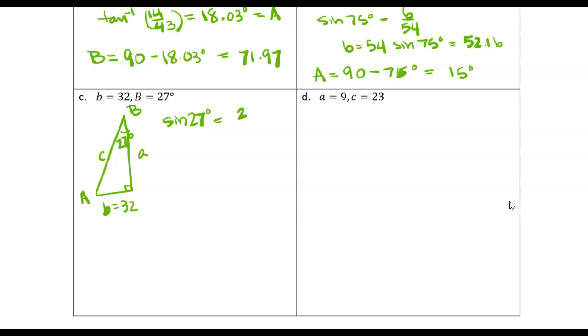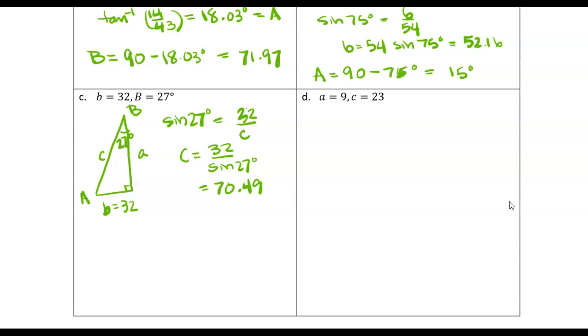So 32 over C. Okay, so that gives us C is equal to 32 over sine 27. And that gives us 70.49. Okay, so that's side C.